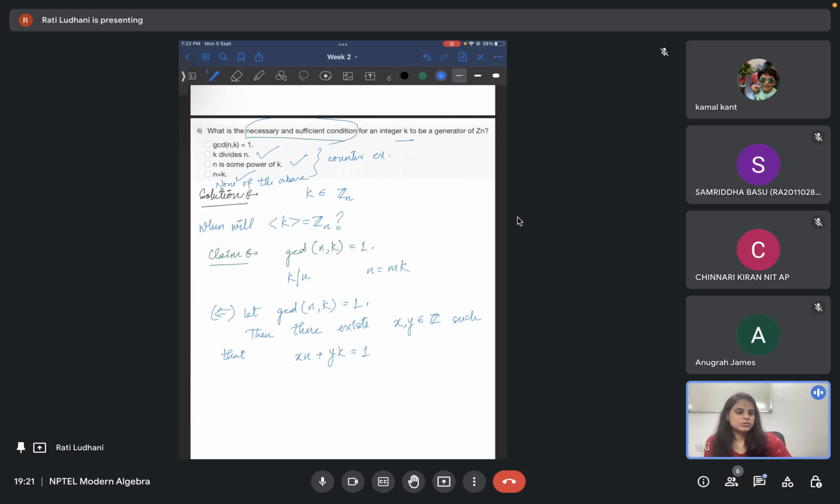So now what do you want? You want k to generate Zn. What is Zn? Zn is the set 0, 1, and so on up to n minus 1 with addition. So if you can find that 1 is there, if you generate by k and 1 is there, then everything is there, because 1 plus 1 is 2, 1 plus 1 plus 1 is 3, and you can go till n minus 1. So if 1 is there, then you have everything.